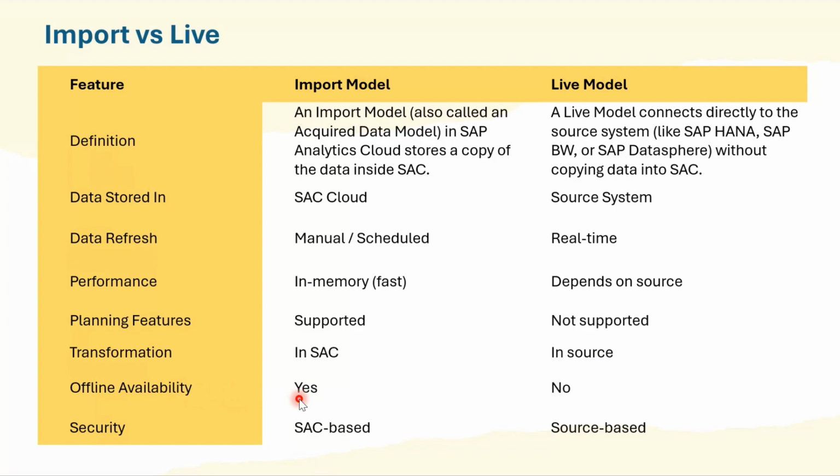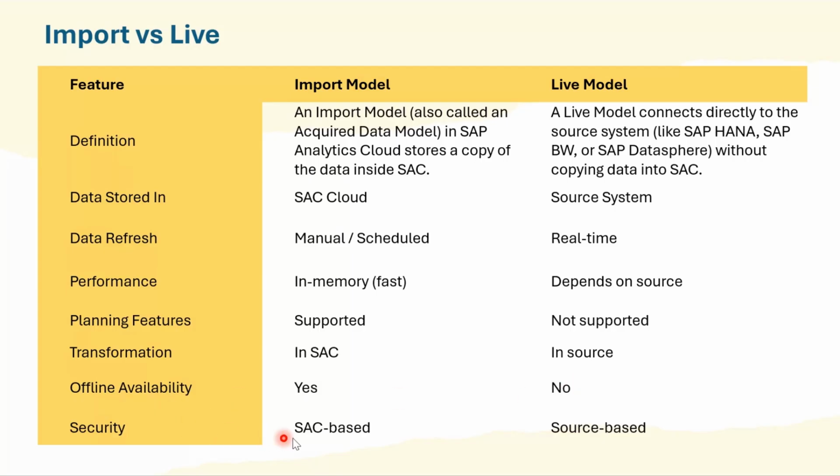Offline availability, yes. So even if your system is not connected with the source, because you have already fetched the data and the data is in SSC itself, the data will be available and you can view the story. It depends, like the data will be based on the last refresh time. However, in live model, if it is not online, that means it's not connected with the source, then you won't be able to see any data.